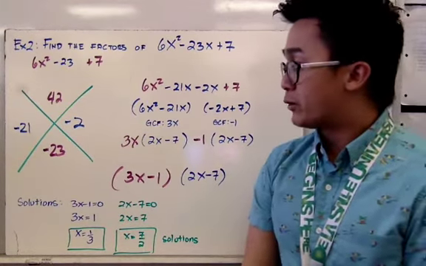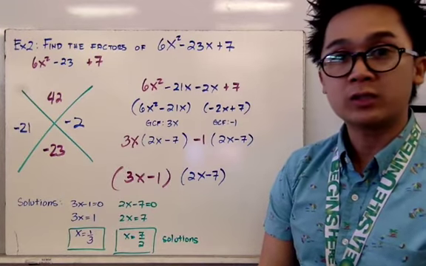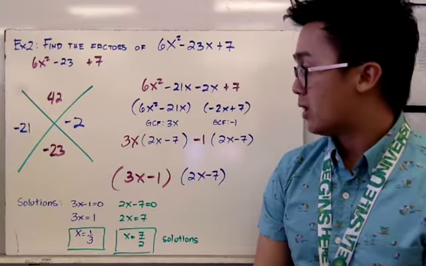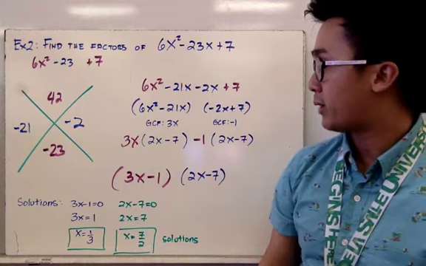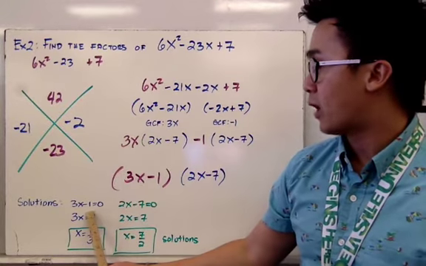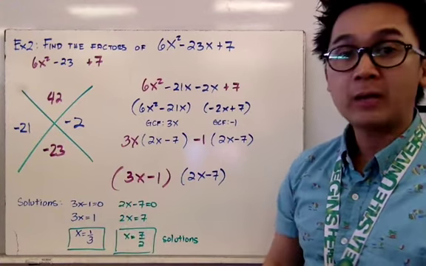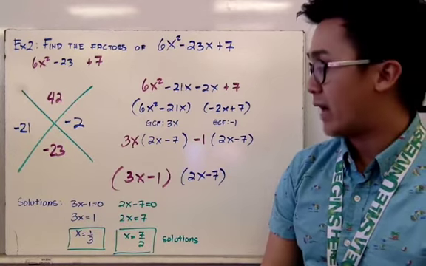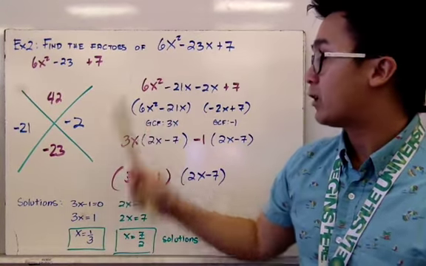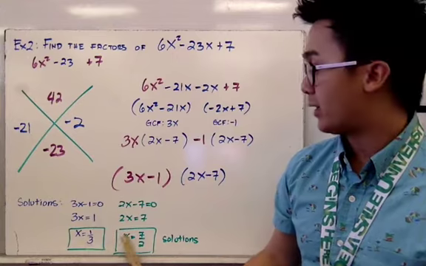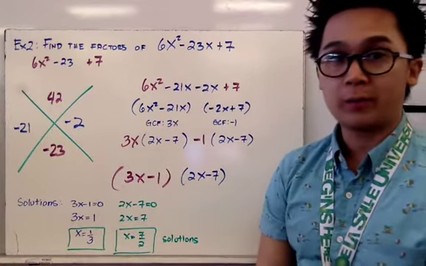Now, another use of factoring is to help us solve for the solutions of a quadratic equation or any polynomial for this matter. So in this case, using the zero product property, if we solve 3x minus 1 equal to 0 and 2x minus 7 equal to 0, we'll be able to solve for the solutions of our quadratic equation. And in this case, the solution of this particular quadratic equation will be x equals 1 over 3 and x equals 7 over 2 by the zero product property.